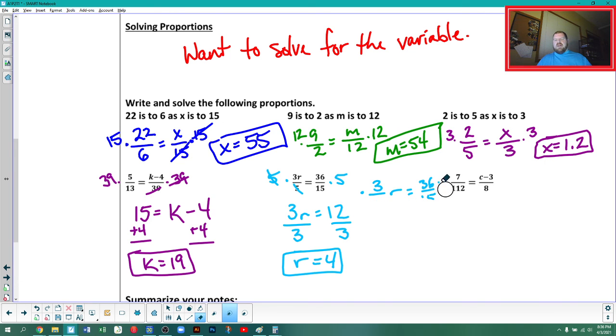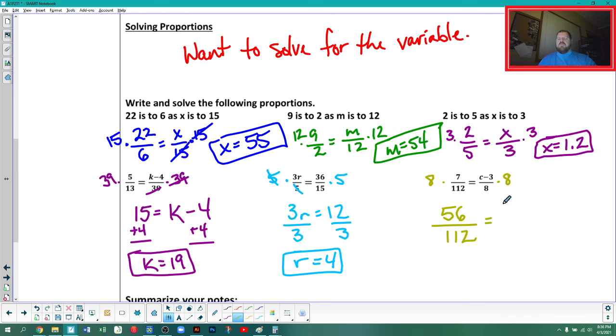Sadly, there's not that kind of a trick on ones like this last one. This one's kind of like the first one that we started with. I don't have any quick trick to deal with the -3 in the numerator, so I have to multiply both sides by 8. 8 times 7 is 56 over 112. And then c minus 3 is what I'm left with.